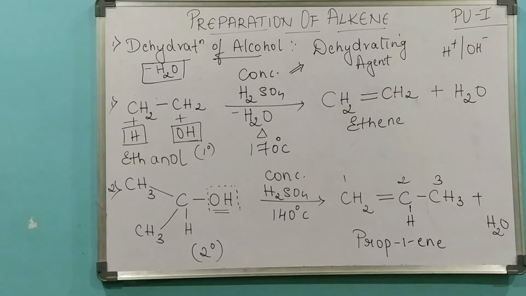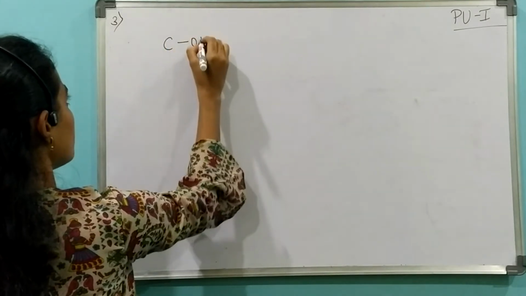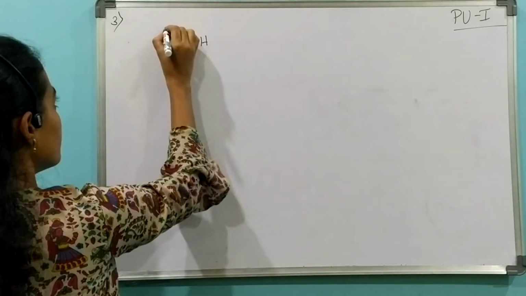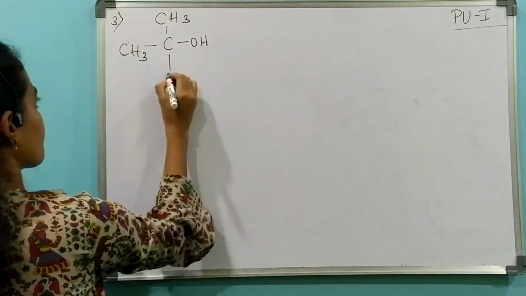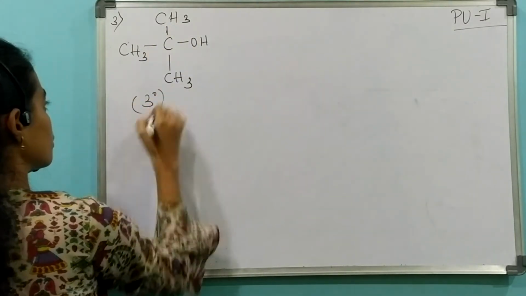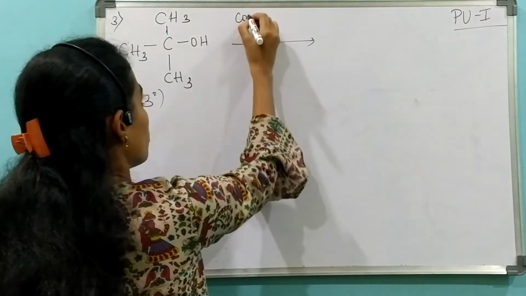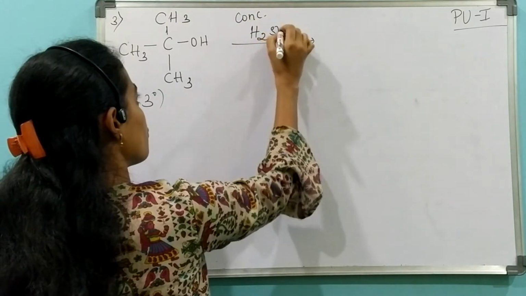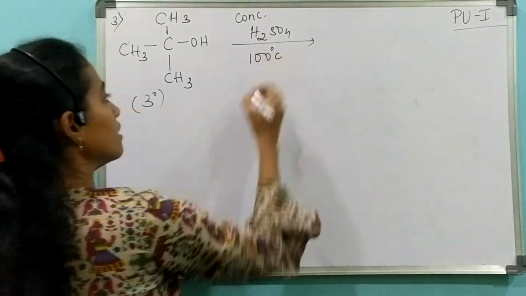Let us take a tertiary alcohol. That is a carbon which has an alcohol group, that is an OH group, with 3 alkyl groups attached to it. So therefore you call this a tertiary alcohol. Same procedure. Even here I will be using concentrated H2SO4 as a dehydrating agent. But the temperature maintained here is 100 degrees Celsius.